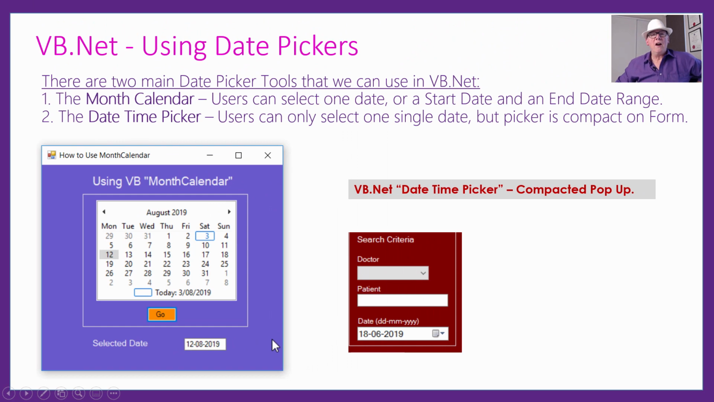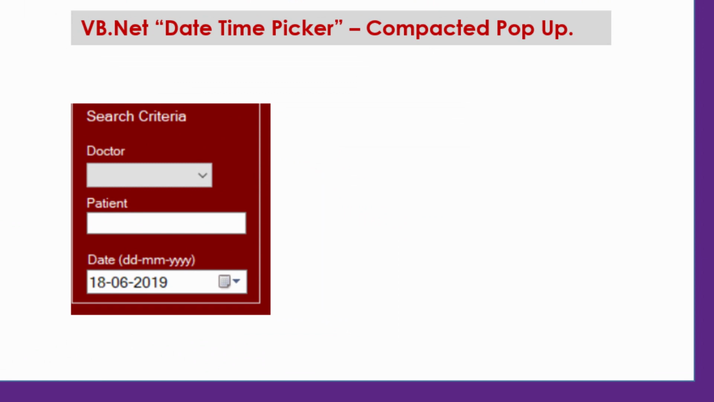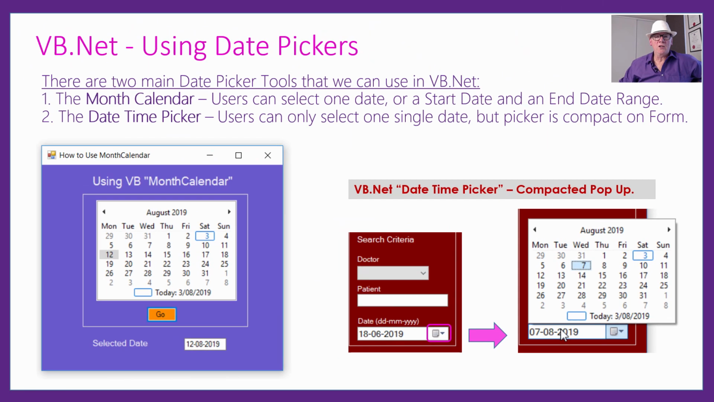Now, if you don't have so much space on your form to fit one of those calendars, you can use the date time picker. And with that, users can click on the little calendar here next to the date field, and then it will expand up into the month calendar, and they can pick and click a date, which will then go into that field, okay? So if you don't have a lot of room, you need to use the date time picker. Now the date time picker can only pick one date.